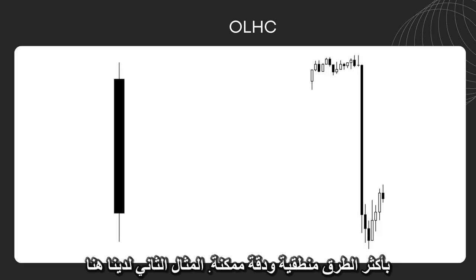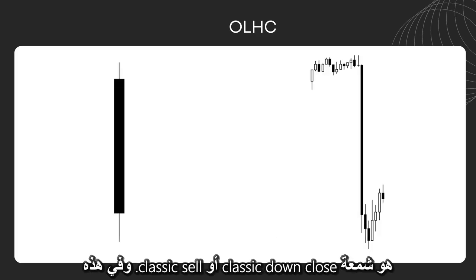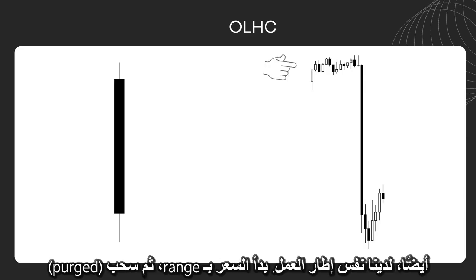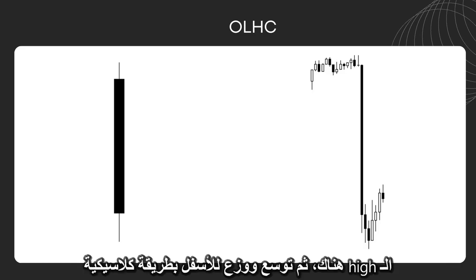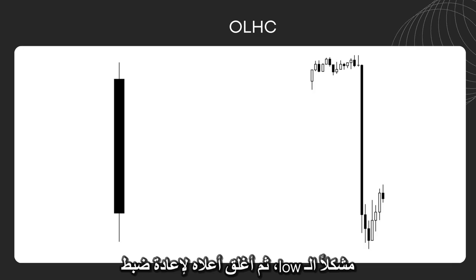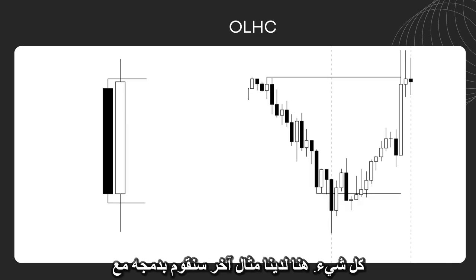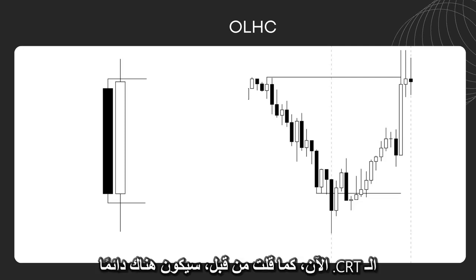Second one we got right here is the classic down close candle or classic sell candle. And in this one again we've got the same framework. It started off with a range, then it purged the range and purged the liquidity by having the manipulation profile, and then it formed the high there, and then it expanded and distributed lower in a classic fashion, forming the low and then closing above to reset everything. Here we got another one. We're going to be combining it with the CRT, right?